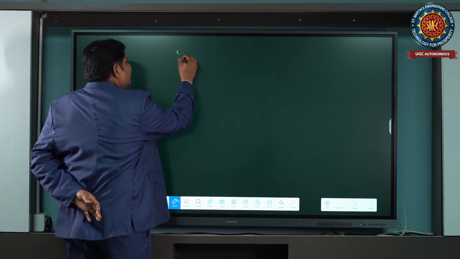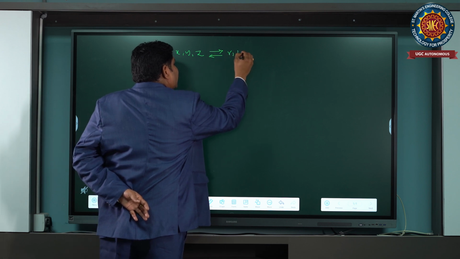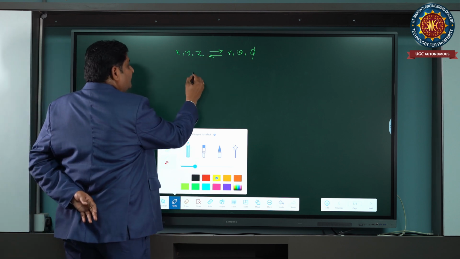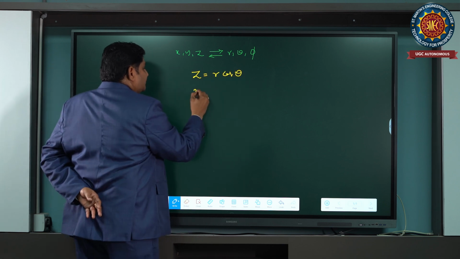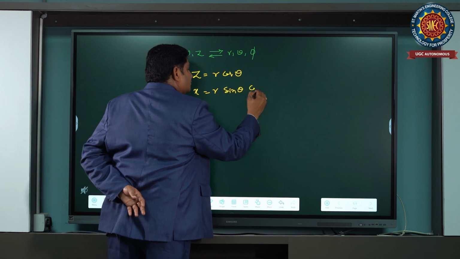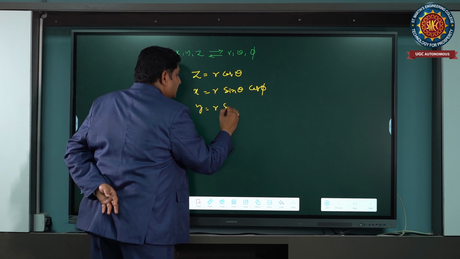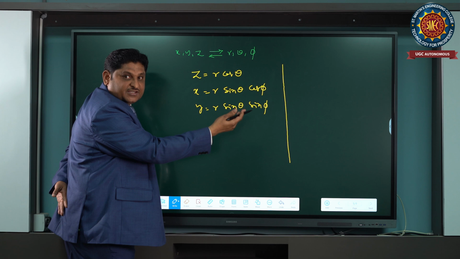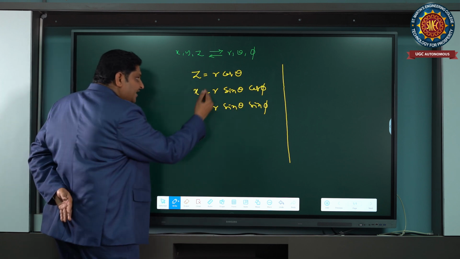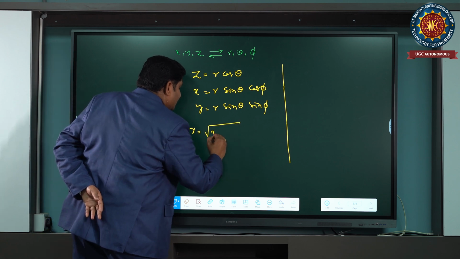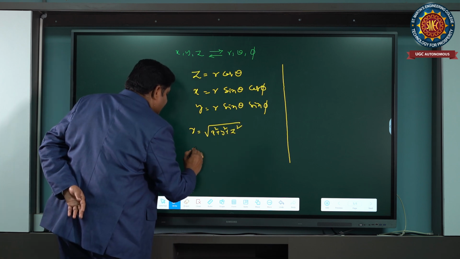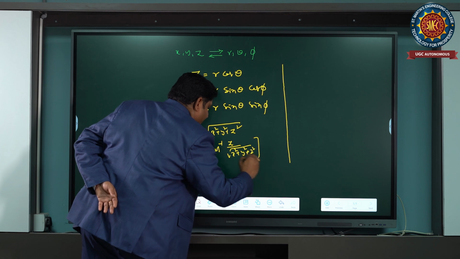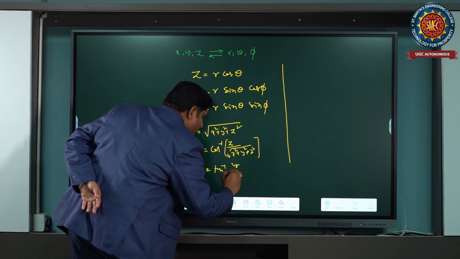Our target is to identify the relationship between x, y, z and r, theta and phi. From this we first identified z is equal to r cos theta, then x is equal to r sin theta cos phi, and y is equal to r sin theta sin phi. This is one relation. And the second relation we identified: r, theta and phi in terms of x, y, z. r is equal to the square root of x square plus y square plus z square, theta is equal to cos inverse of z by the square root of x square plus y square plus z square, and phi is equal to tan inverse of y by x.